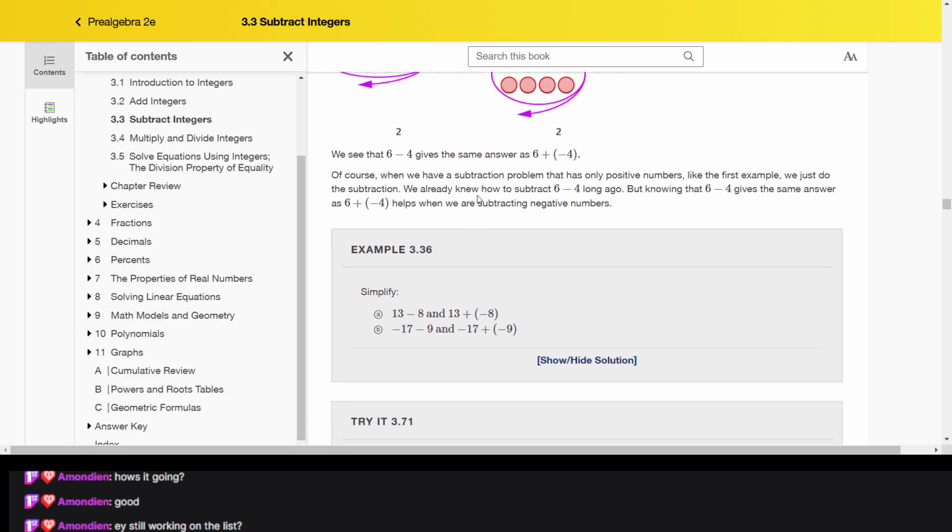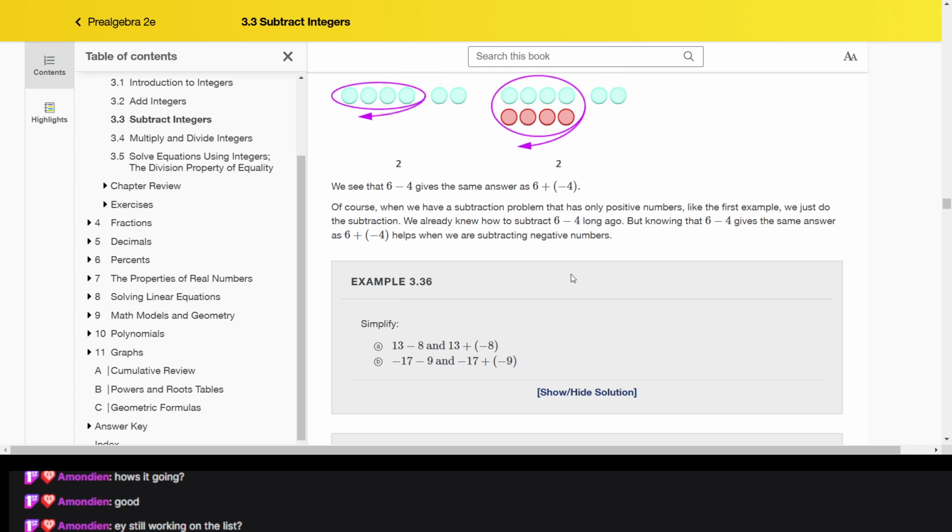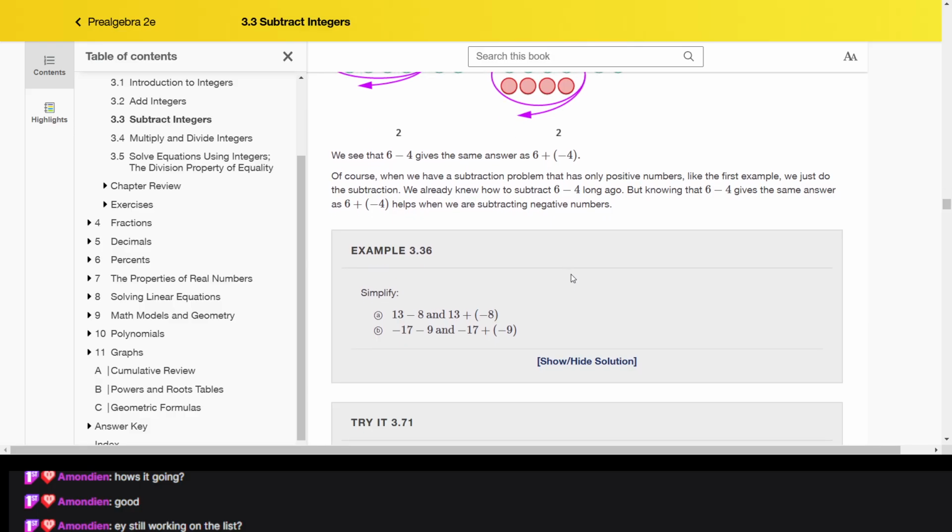Of course, when we have a subtraction problem that has only positive numbers like the first example, we just do the subtraction. We already know how to subtract 6 minus 4 long ago, but knowing that 6 minus 4 gives the same answer as 6 plus negative 4 helps when we're subtracting negative numbers. Think about that. It helps when we're subtracting.